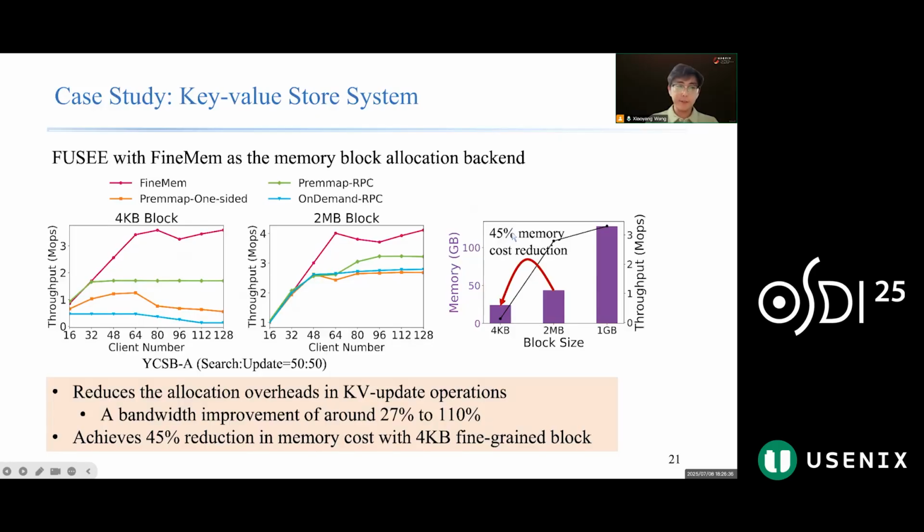Next, we integrate FineMem as the memory allocation backend for the DM key-value store FUSEE with the YCSB workload. We find that FineMem reduces the allocation overheads in KV update operations, leading to a bandwidth improvement of up to 100%. By using smaller blocks, FineMem achieves high bandwidth similar to coarse-grained blocks while also reducing memory cost by about 40%.